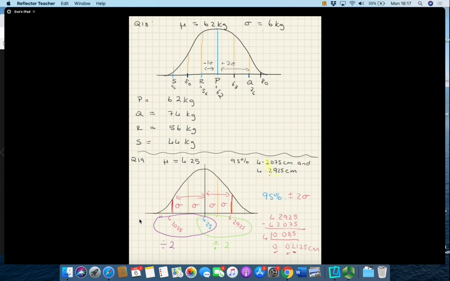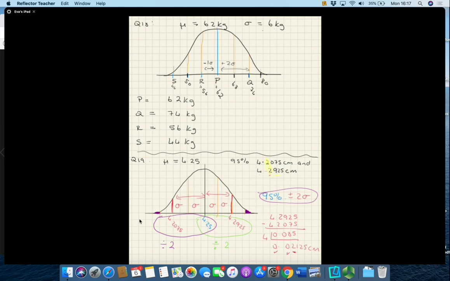Okay, but you can see now you have to know the 68% is plus or minus 1 standard deviation, 95% is plus or minus 2 standard deviations, and 99.7% is plus or minus 3. Why is it 99.7 and not 100? Well, that's because there's tiny little areas out here which are normally the people who don't fit the normal distribution.